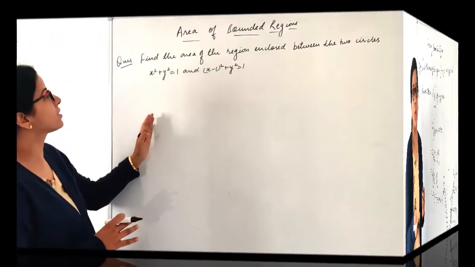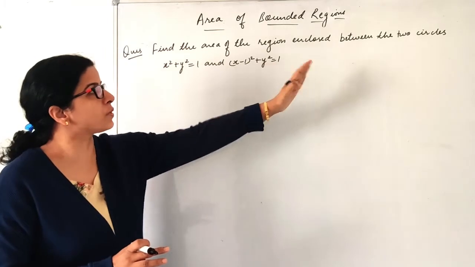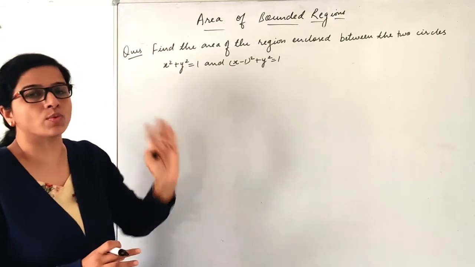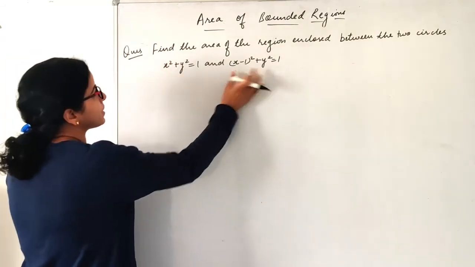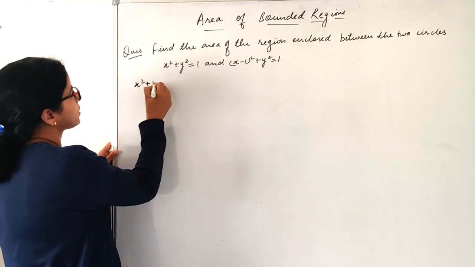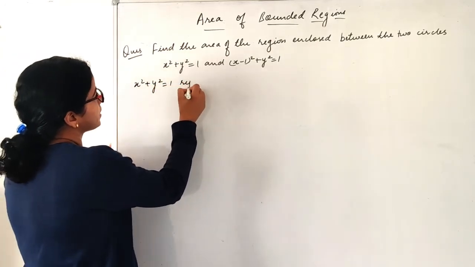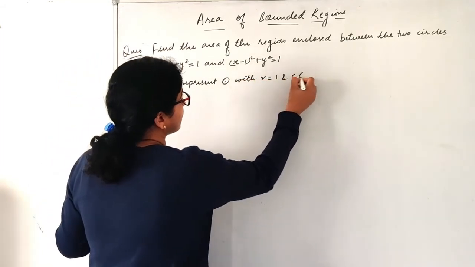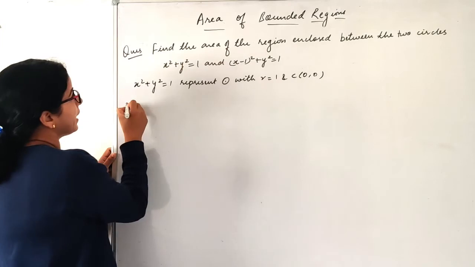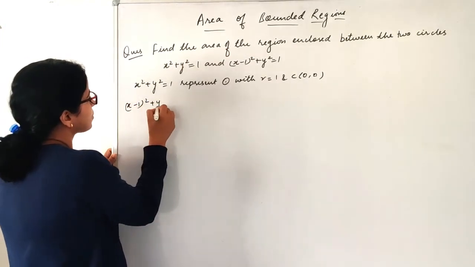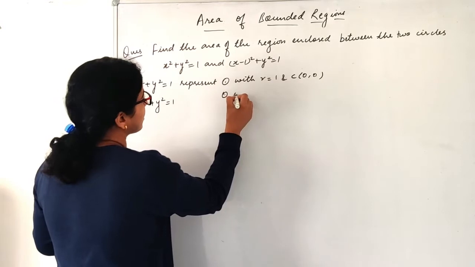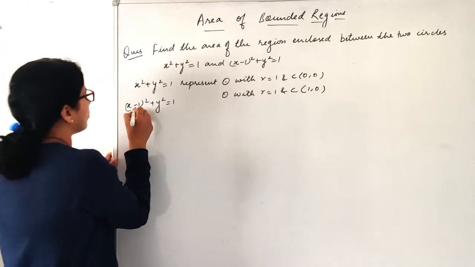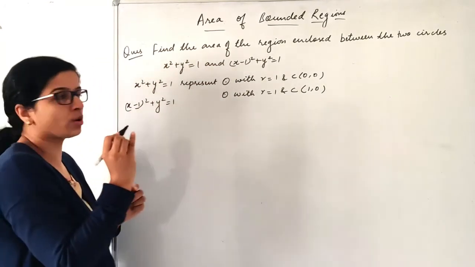Okay. So let us take this question. Find the area of the region enclosed between two circles x square plus y square is equal to 1 and x minus 1 whole square plus y square is equal to 1. So both of these represent circles, right? So x square plus y square equals 1 represents a circle with radius 1 and center 0, 0. Correct? Now x minus 1 whole square plus y square equals 1 represents a circle with radius 1, but here the center is 1 comma 0. Look here, x minus 1 and here is 0, so 1 comma 0, correct?